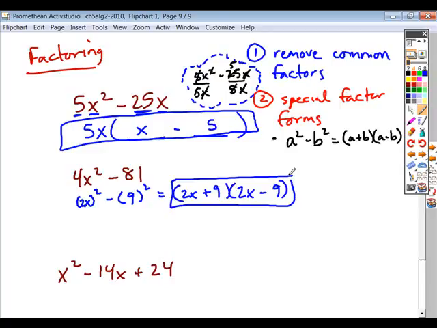In addition to the special factor form of difference of squares, you also need to be able to identify what's called a perfect square trinomial.